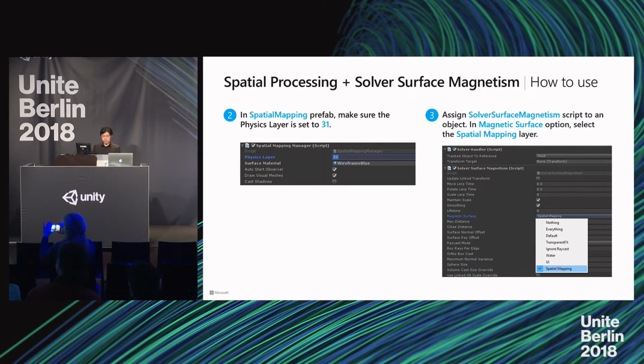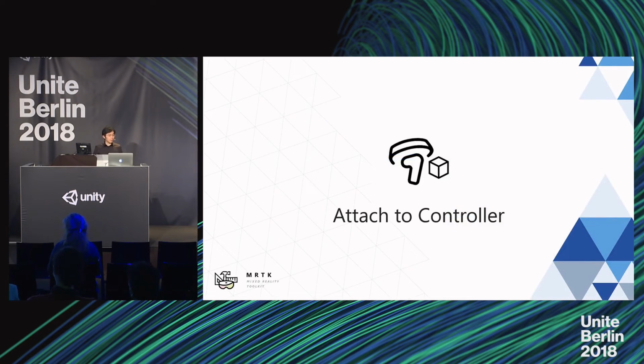All you have to do is, on the object, when you assign the surface magnetism script, under there, you're going to see this magnetic surface option. On the dropdown, all you need to do is select this spatial mapping layer, which was number 31. You can find this example scene under MRTK2. So that was spatial mapping, processing, and understanding. Next, attached controller.